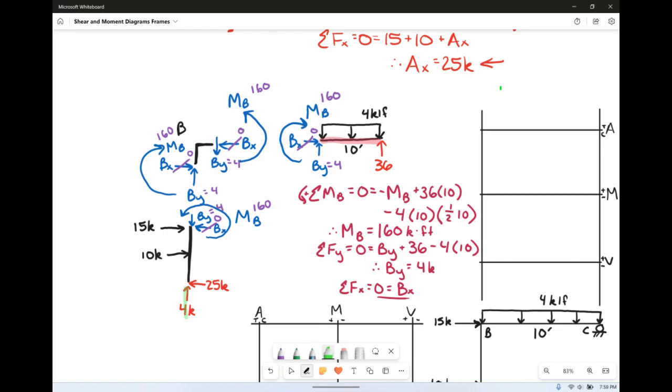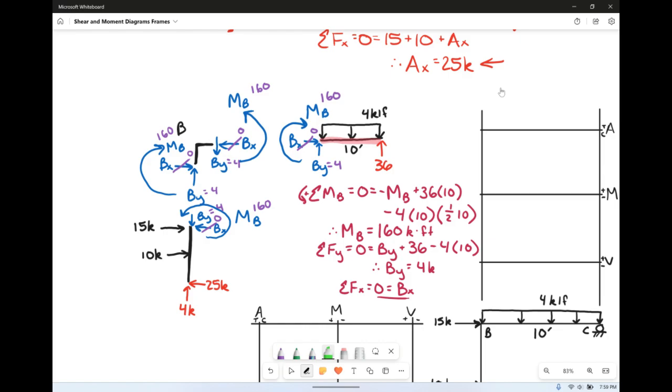If we come over to our column, AB, you'll notice that in the y direction, we have 4 kips going up, and By was 4 kips going down. So the summation of the forces in the y direction does equal 0. That's good. We've got our 10 and our 15, and again, Bx was 0, and that equates to 25, so those check out.